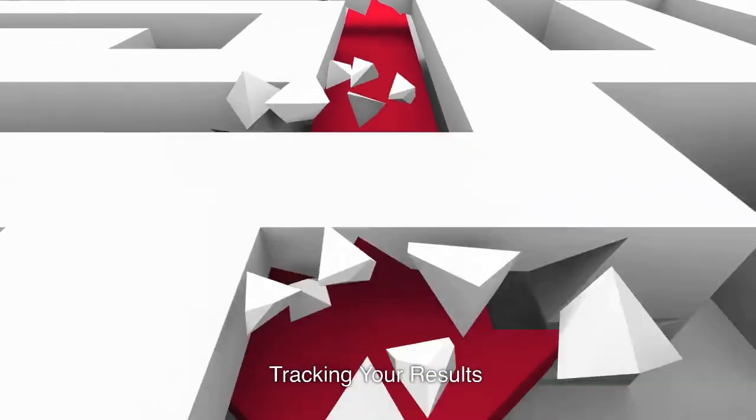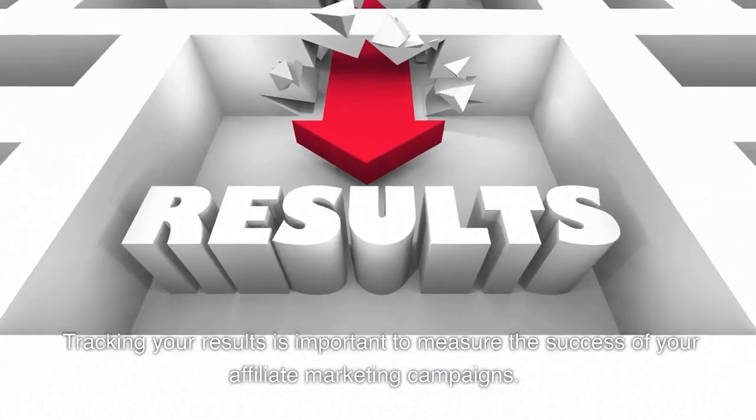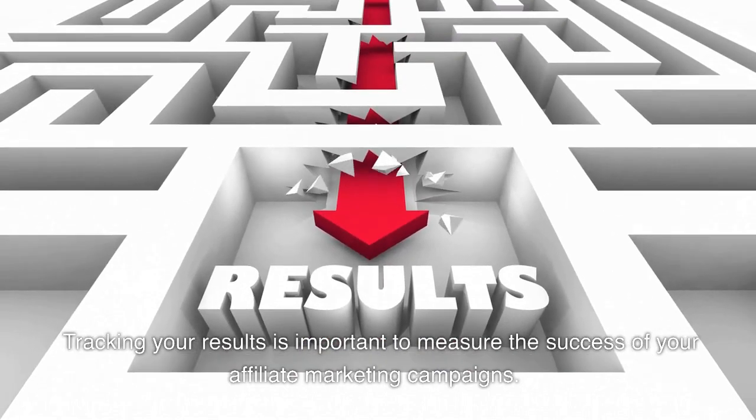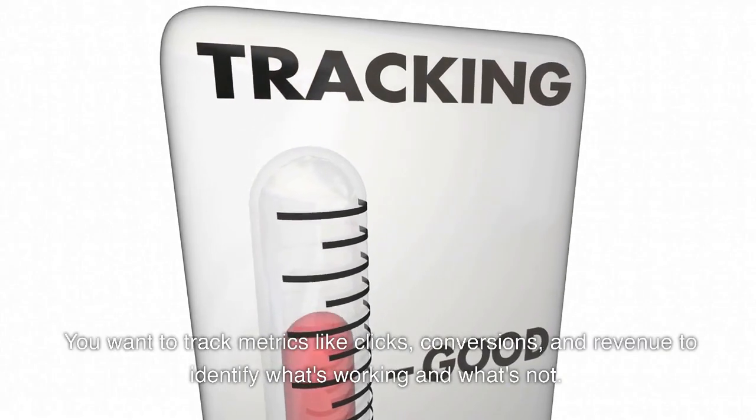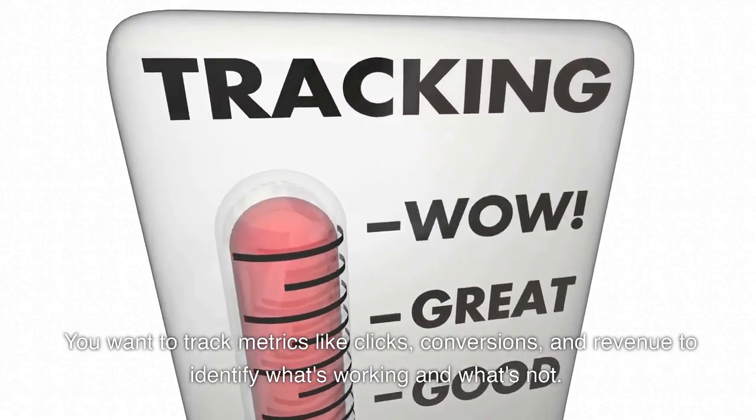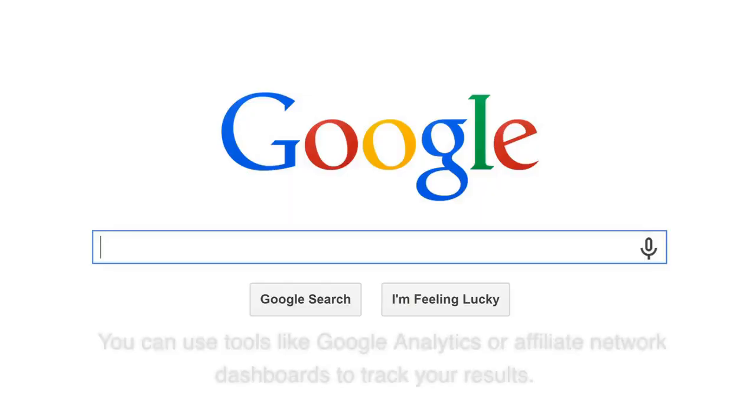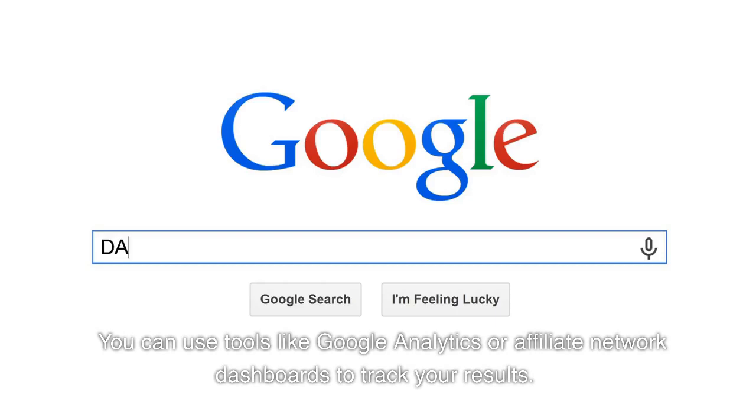Tracking your results. Tracking your results is important to measure the success of your affiliate marketing campaigns. You want to track metrics like clicks, conversions, and revenue to identify what's working and what's not. You can use tools like Google Analytics or affiliate network dashboards to track your results.